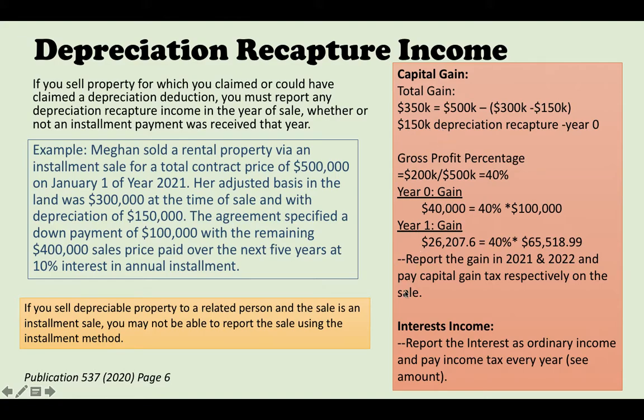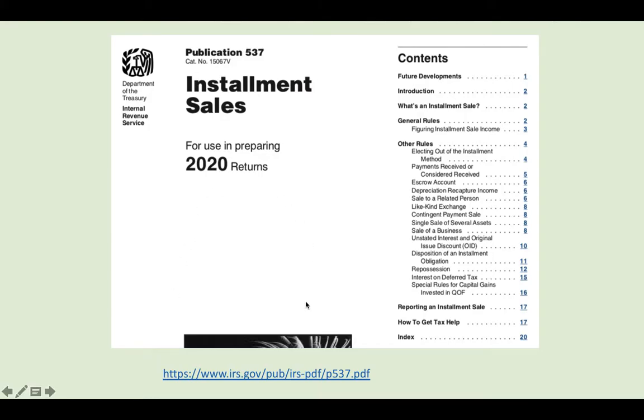So if you sell a depreciated asset to a family member or anyone related to you, you can find out who the related persons are in IRS Publication 537, on page 6. IRS Publication 537 covers everything about installment sales. You can find it here. Here's the link.